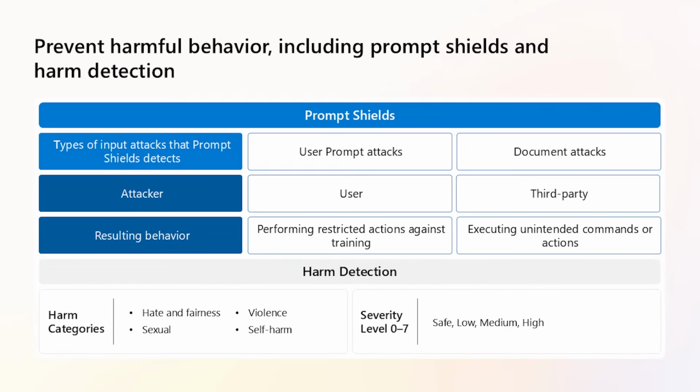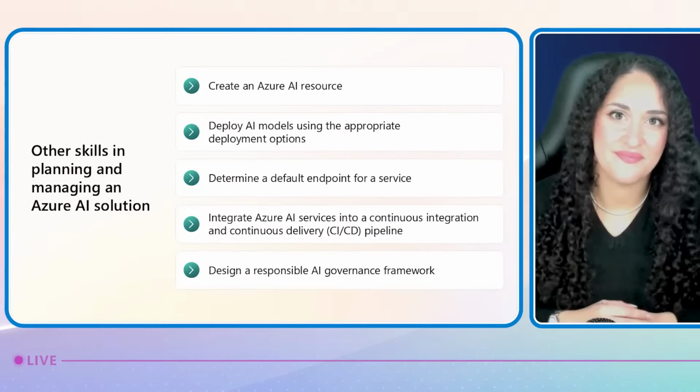As our tools become smarter, so are the malicious actors. Prompt shields and harm detection are your defense against prompt injection attacks. There are two types: direct user attacks and indirect, hidden in documents, for example. The harm detection system scores content across 4 categories: hate, sexual, violence, and self-harm, with severity levels from 0 to 7. However, while the underlying scale is 0 to 7, the returned severity values for text are 0, 2, 4, and 6, for safe, low, medium, and high accordingly.